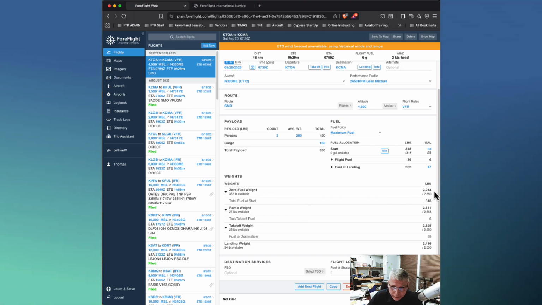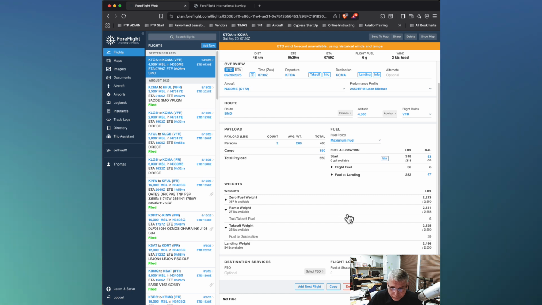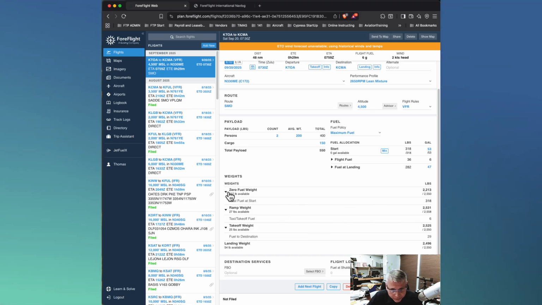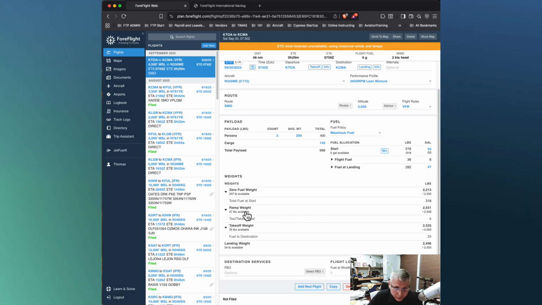Our zero fuel weight, 2213, that is the basic empty weight of the airplane. Ramp weight is 2513. Actually, I need to go back to this. Zero fuel weight is going to be the weight of the aircraft without any fuel, and that's 2213.